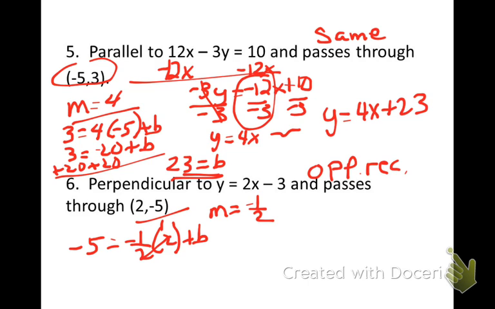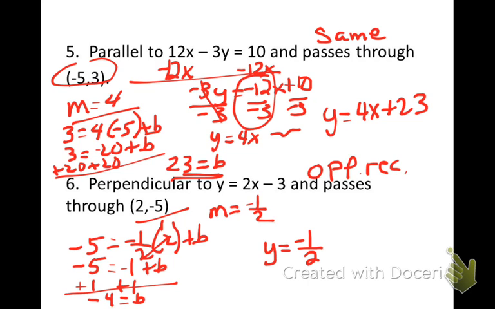So half of 2 is 1, but we have my negative sign there, so -5 equals -1 plus b. So I need to add 1 to each side and get -4 equals b. So my equation would be y equals -1/2 x minus 4. So please keep track of your negative signs.